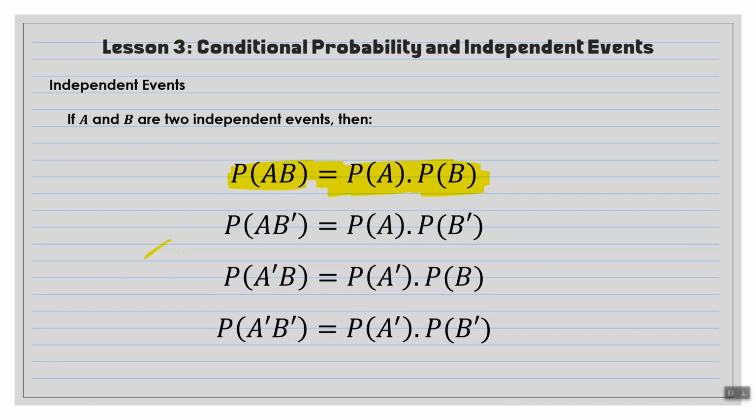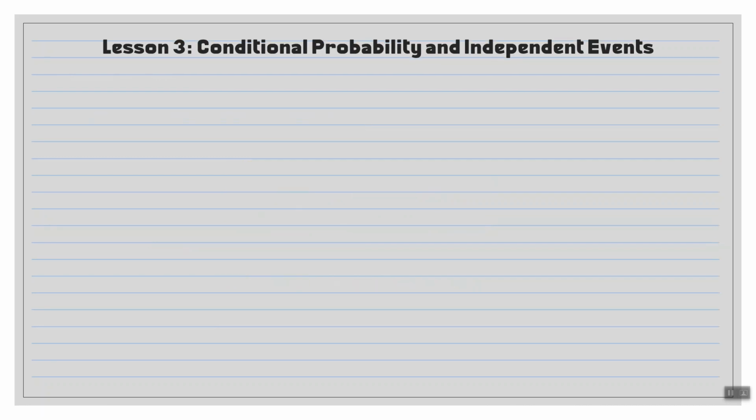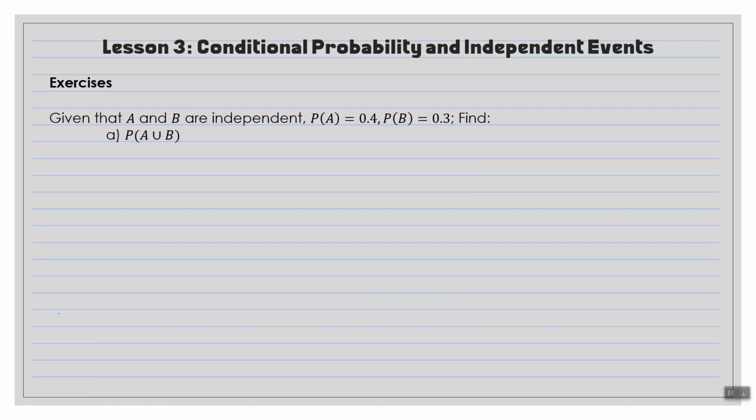I think this is going to be a lot clearer with some examples, so let's look at some examples. All of these examples are actually ministry questions, so you'll find them in the ministry questions section of your book. Given that A and B are independent, look at this, guys. In the question, they're stating that A and B are independent. The probability of A is 0.4, the probability of B is 0.3, find the probability of A union B.